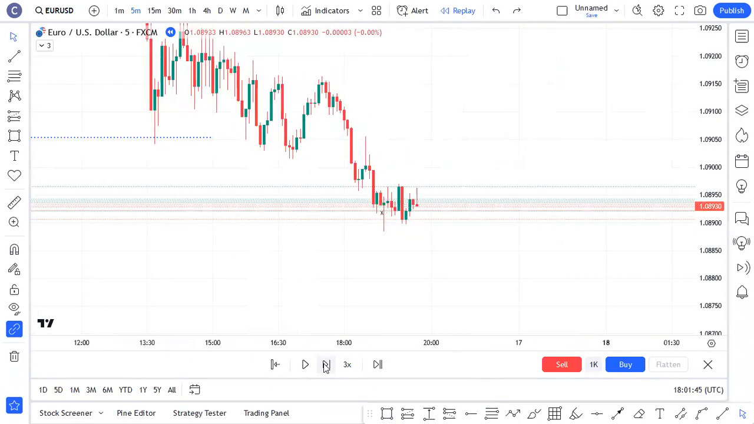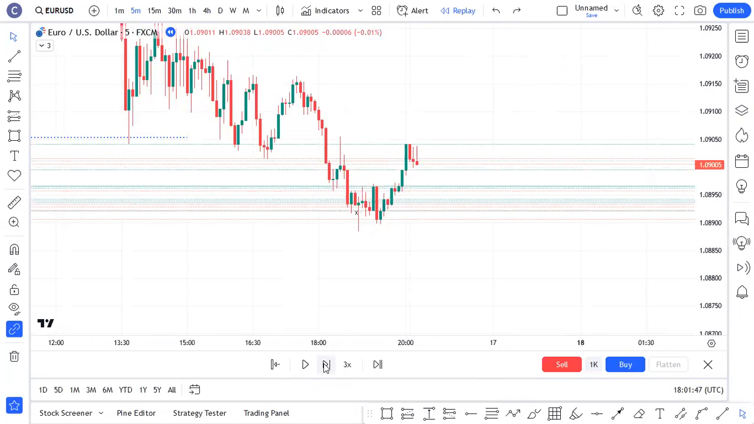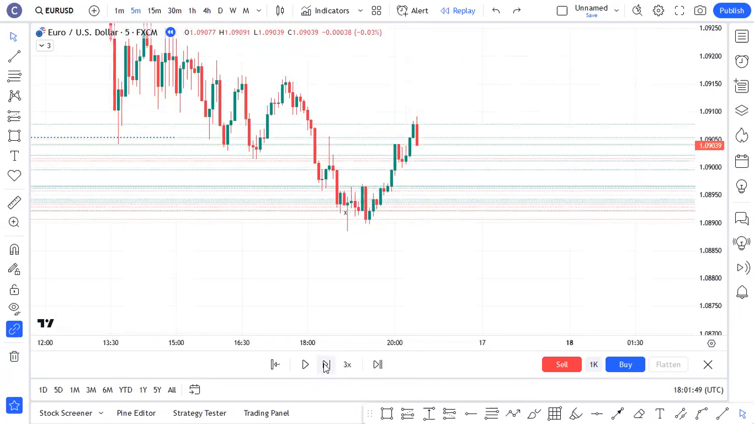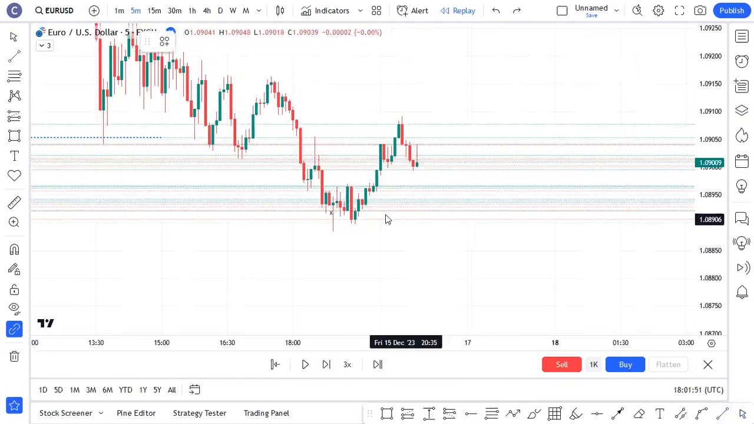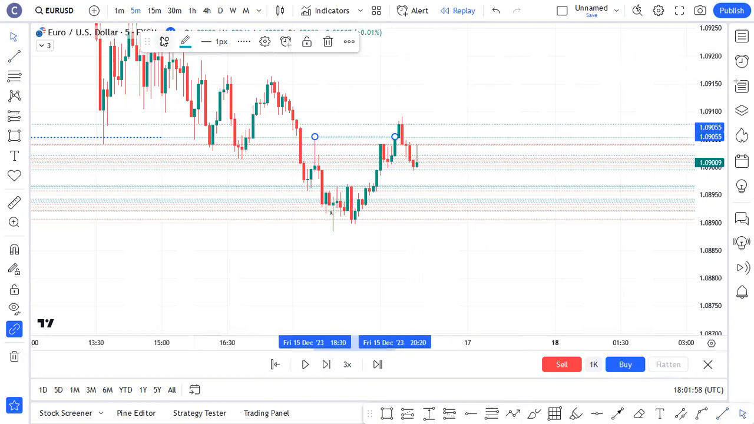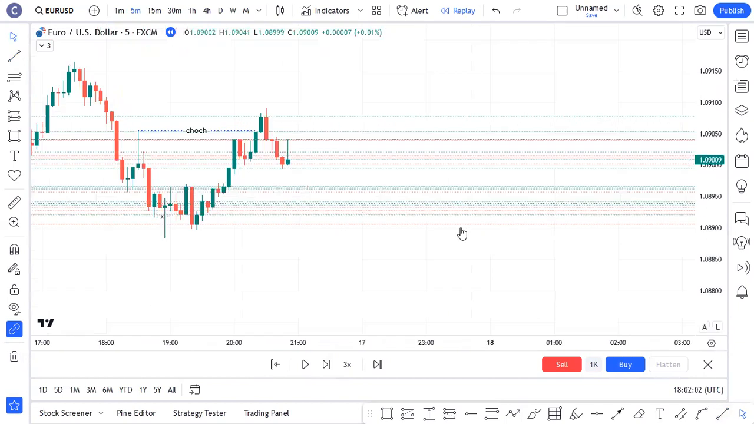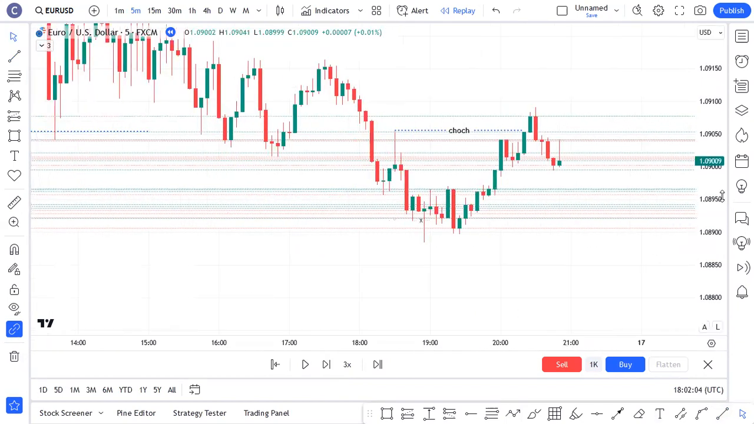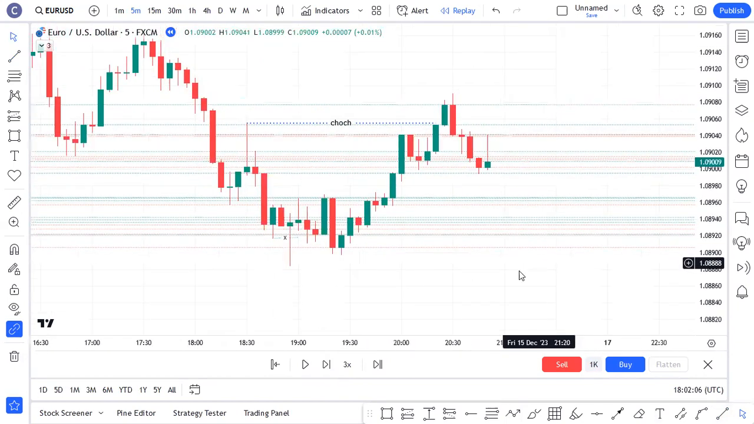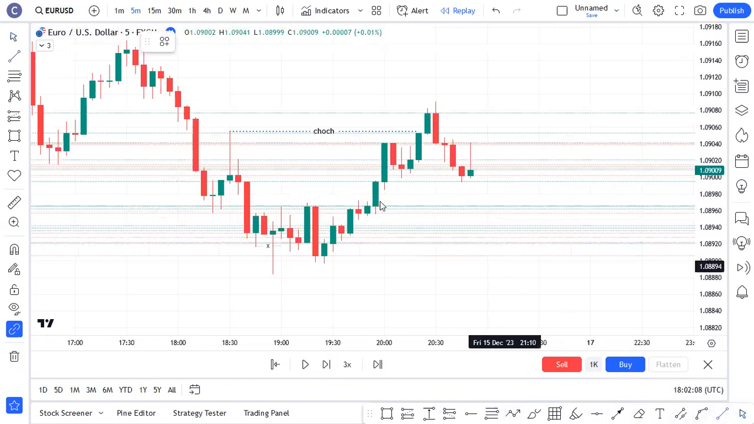Okay, it's trying to push down. If it goes up, it breaks that first high. That's the change of character. That proves to us that the market has decided to change direction. It wants to go up. So this is our change of character. And there's the inducement. The inducement is here. The first pullback. Oh man, there's no inducement here. So let's see.